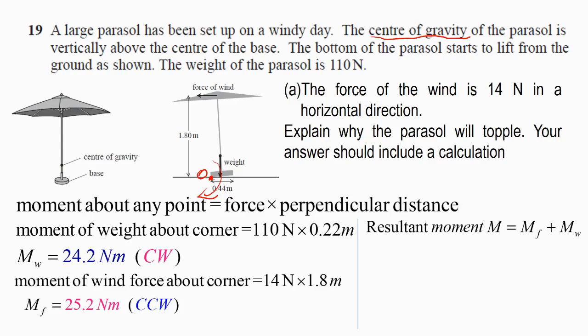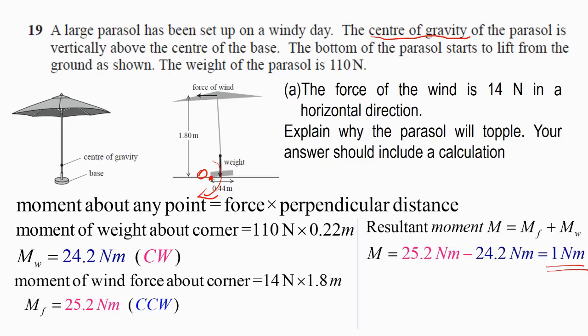Okay, then now we can calculate the resultant moment. The moment due to the wind force we can take as positive, since it is in the counterclockwise direction. Then obviously the moment due to the weight is in the clockwise direction, which should be negative. So you will get a net moment of 1 Newton meter, acting in the counterclockwise direction.